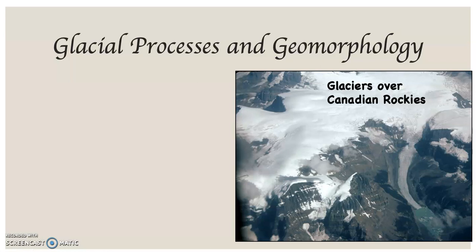In today's lab, we're looking at glacial processes and glacial geomorphology. So what is a glacier? Well, a glacier is a mass of ice that originates on land and moves slowly downslope under the influence of gravity. The way glaciers form is through the accumulation and compaction of snow.